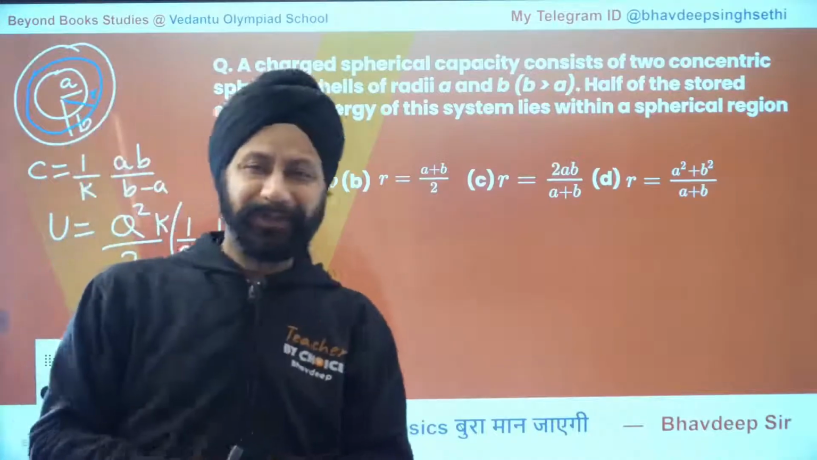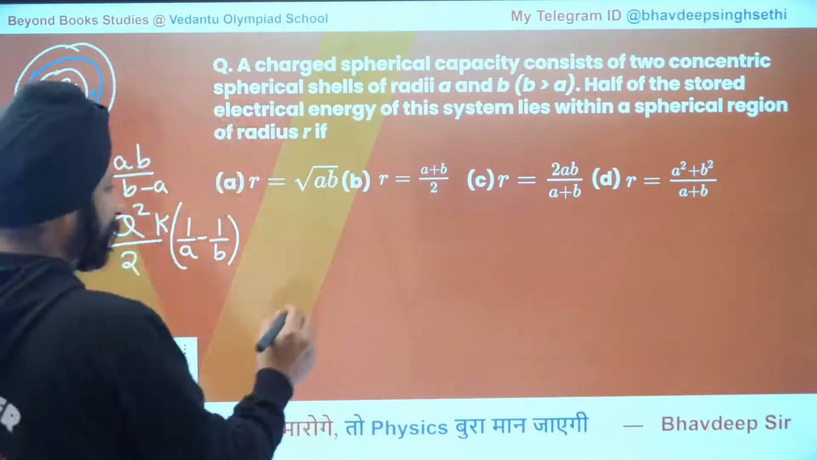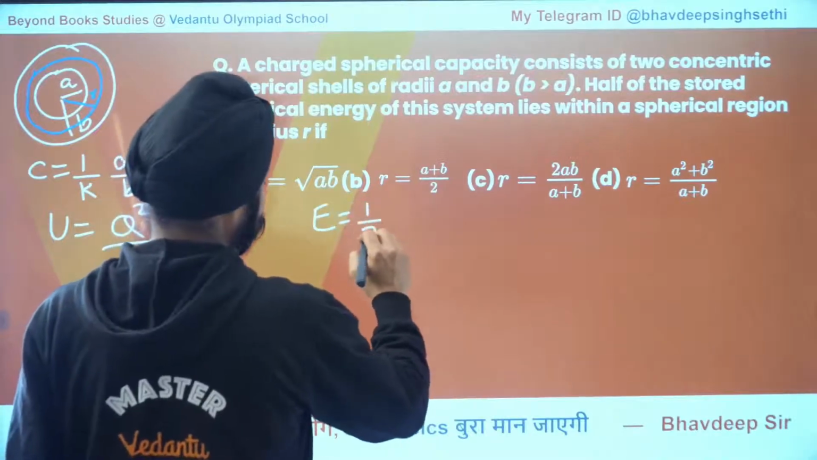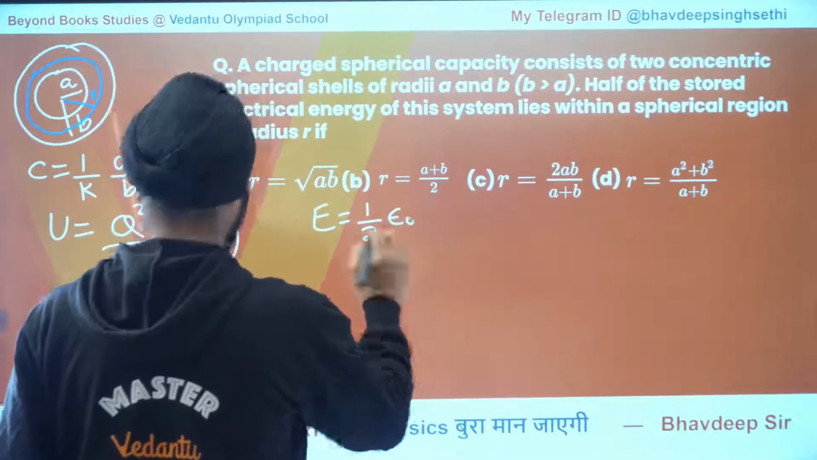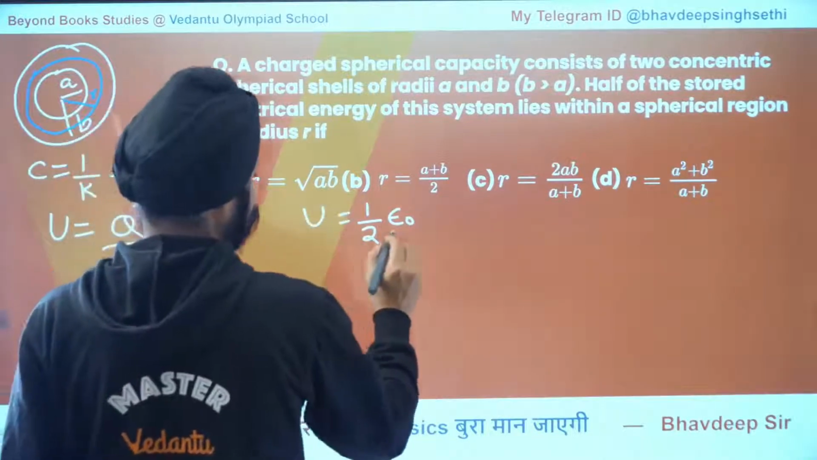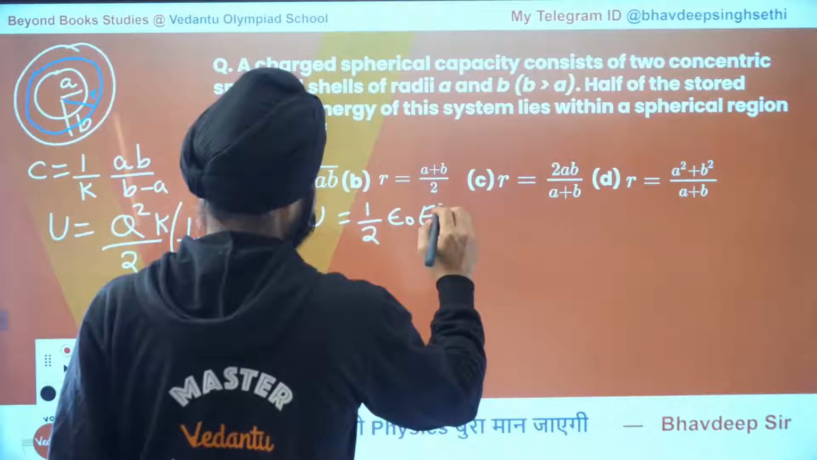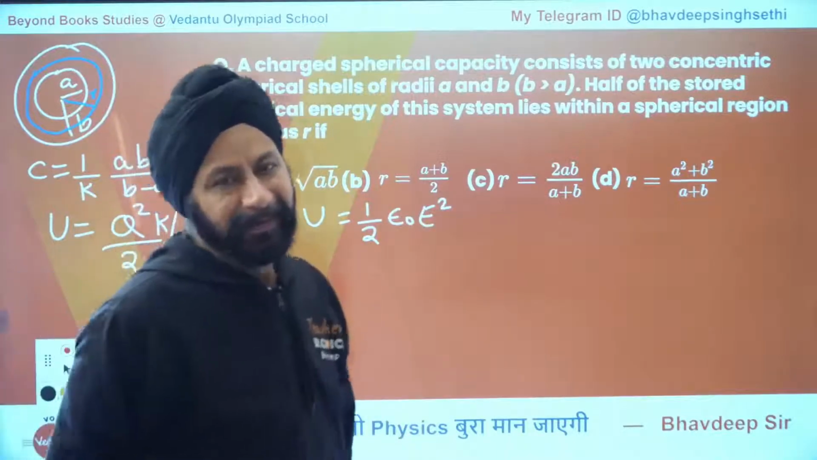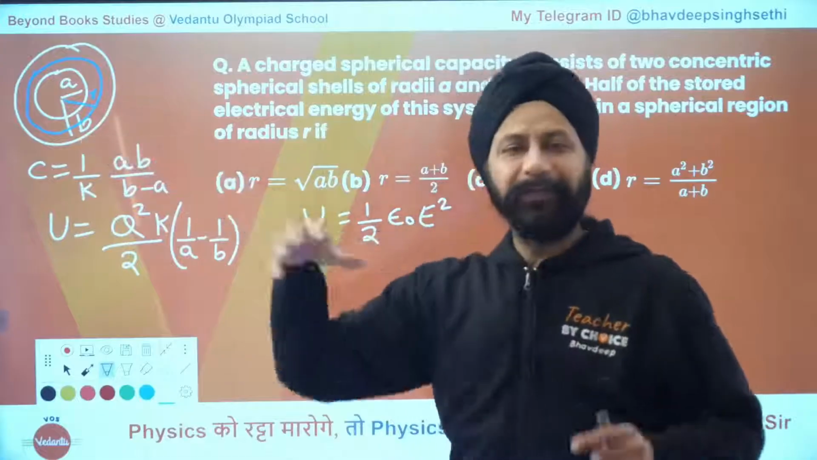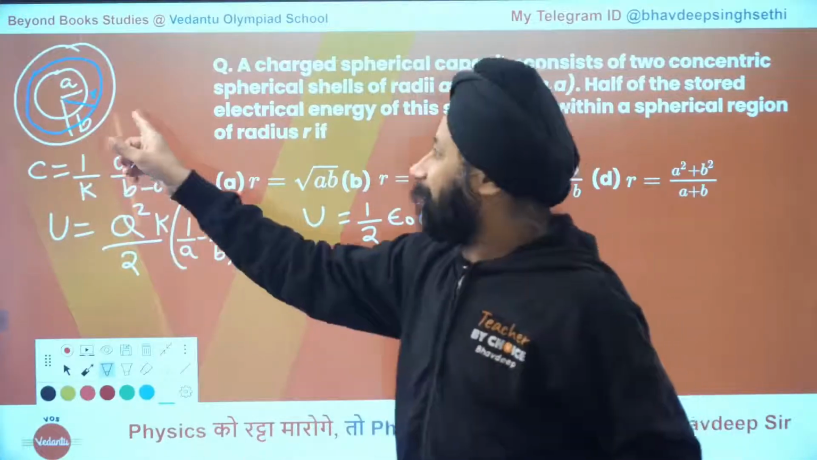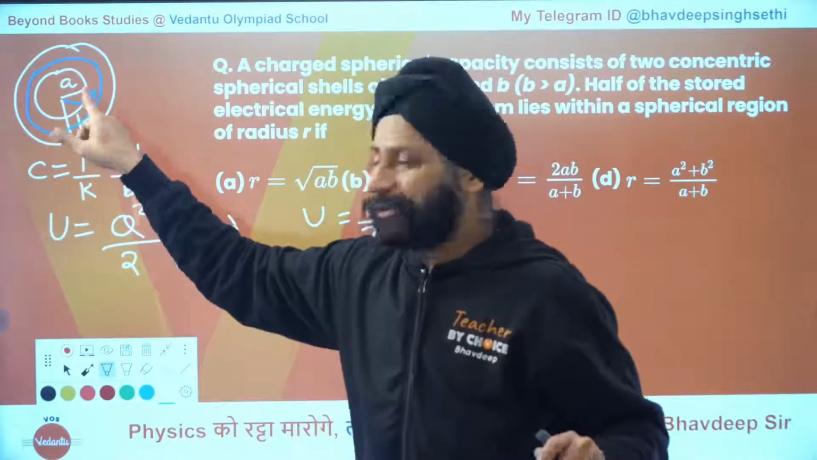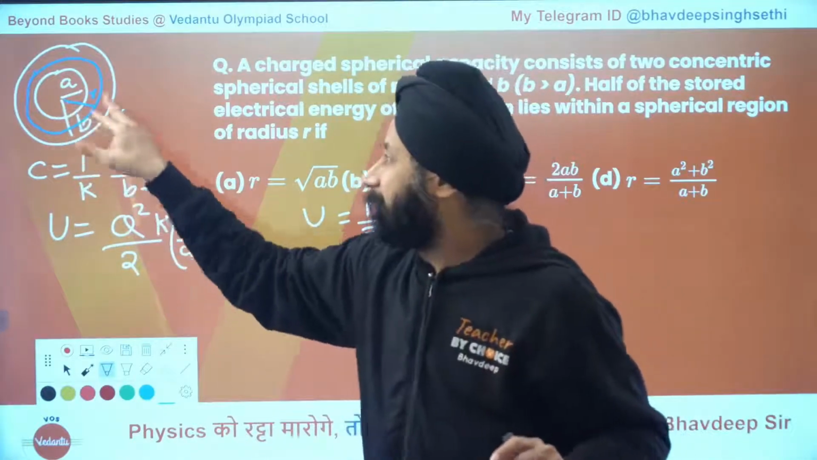Now energy, as we know, can also be found by saying half epsilon naught, or actually, why am I writing E? I don't know why. So energy is equal to half epsilon naught electric field square, isn't it? Half epsilon naught electric field square. Now, but then you have to realize the electric field is varying in this case. Now this charge will not have any electric field.